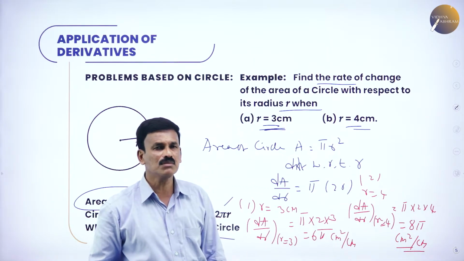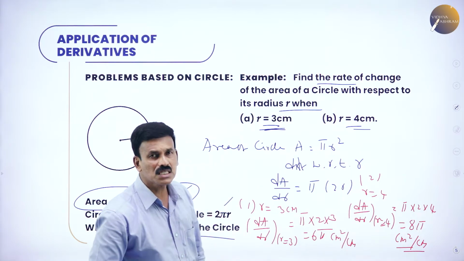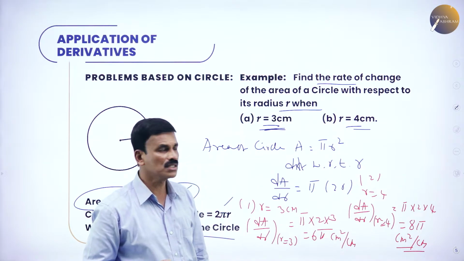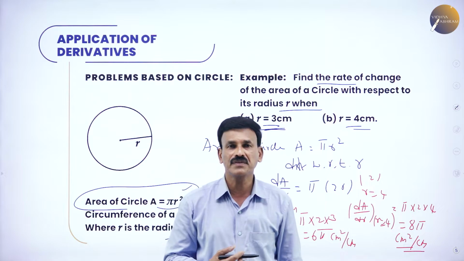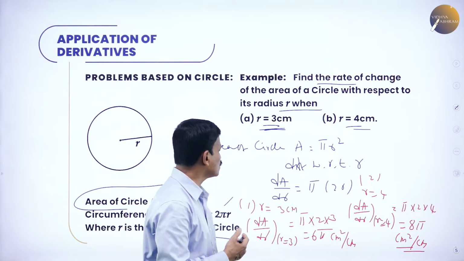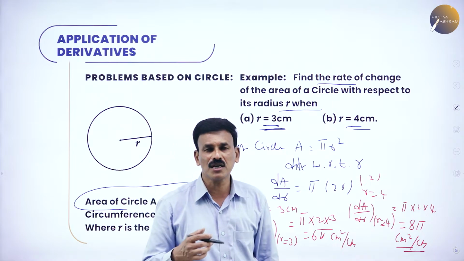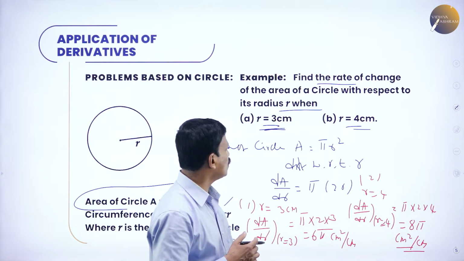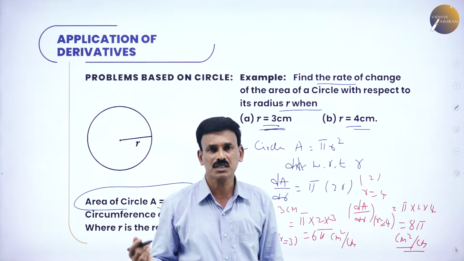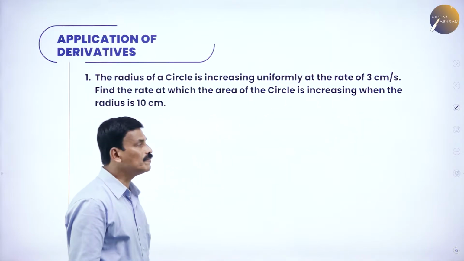Centimeter square per centimeter. That is the area for this given problem. Okay, that's it. The rate of change of area is dA by dr, which is equal to 2r into pi. Just substitute the values r = 3 and r = 4, and you will get the answer. Now let us come to the next problem.